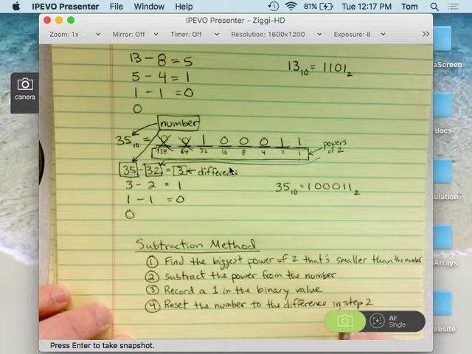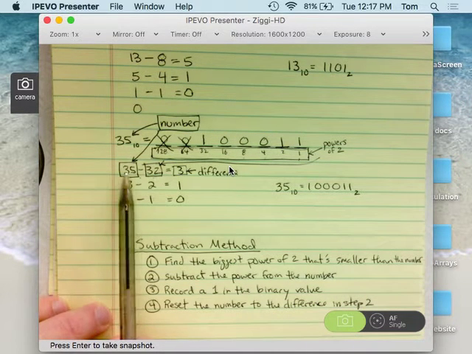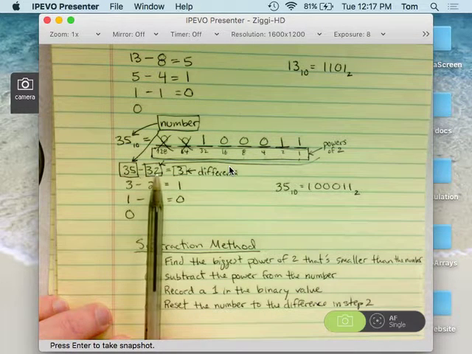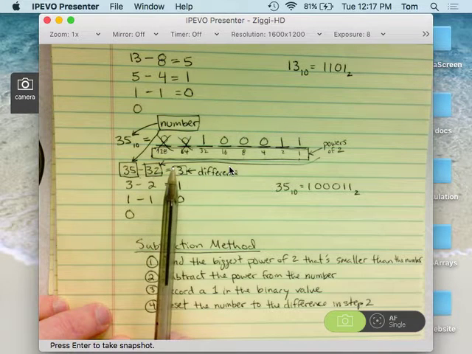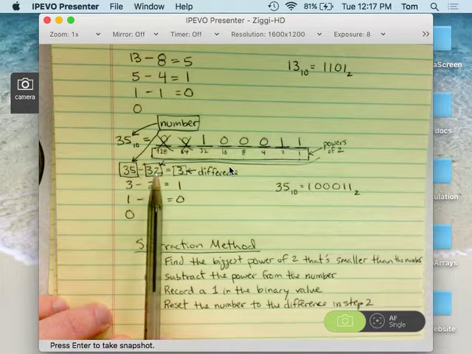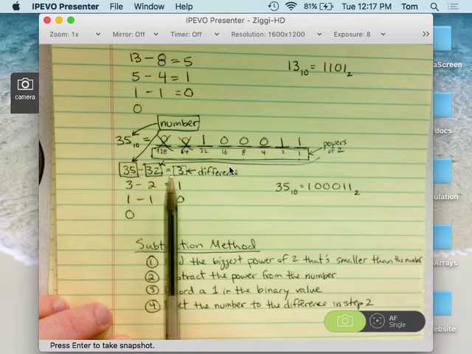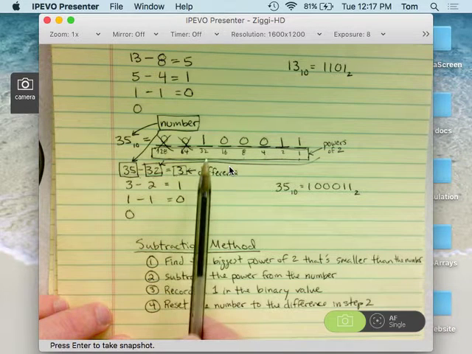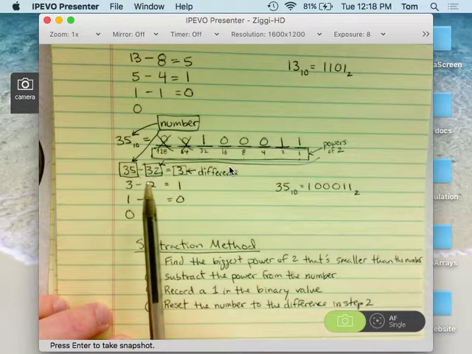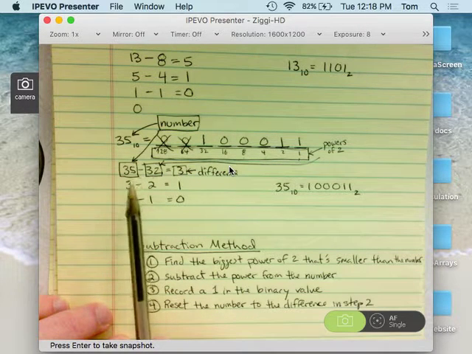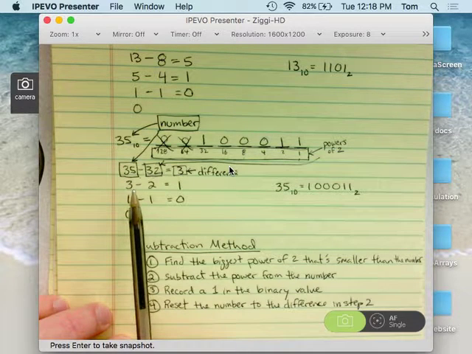Just looking at this example here, we had 35 minus 32. We didn't use 64 because 64 was greater than 35. So 32 is the biggest power of 2 that's smaller than 35. We subtracted the power from the number, we got 3, and we recorded a 1 in the binary number. Then we reset the number, so underneath 35, we wrote 3, saying that that's the new number that we want. Is that making sense so far?